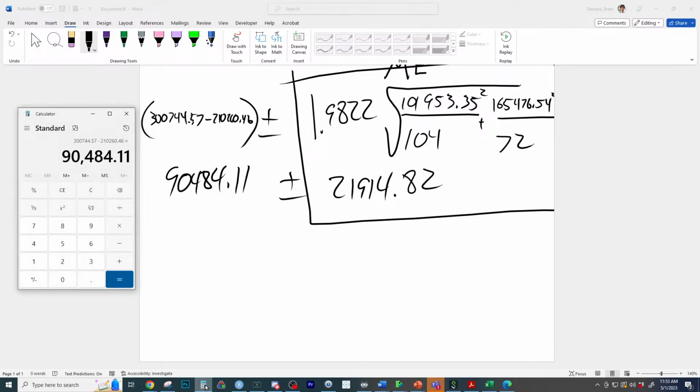I've had people email me already saying I was so close. I was off by a few tens or hundreds or very small amounts. Watch me get it wrong now. We won't. I think we've done everything properly. So there's the estimate. We're going to go estimate plus 21914.82 and 112.